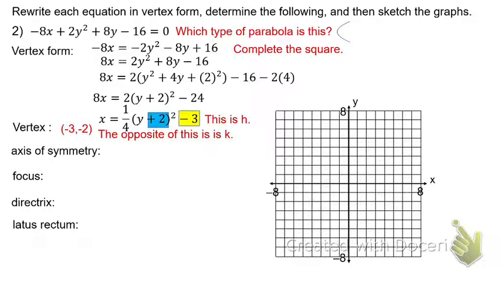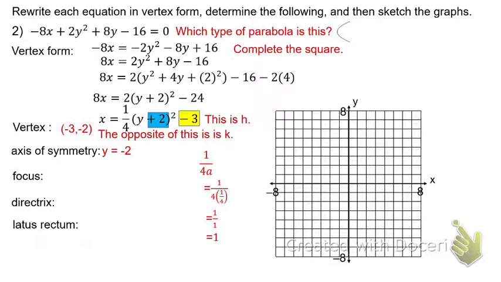Now the axis of symmetry is a horizontal line, and it goes through that k value, y equals -2. To find the focus and the directrix, we need to find that 1/4a piece. If we do this, we get 1/(4 times 1/4). 4 times 1/4 is going to be 1, and 1/1 is 1.